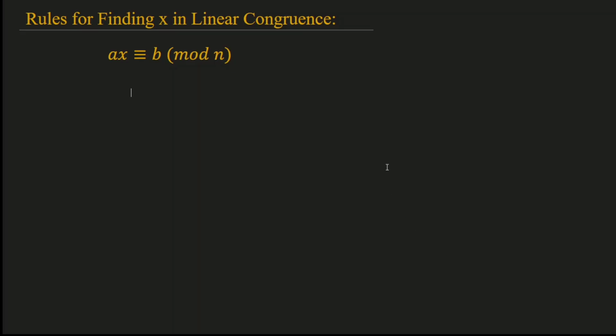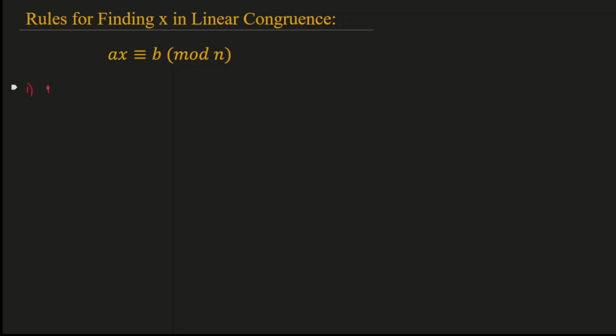In today's class, we'll discuss rules for finding x in linear congruence: Ax congruent b mod n. This is the general format. Let me write the first rules. What are the rules? How are you going to solve such examples by following these rules?